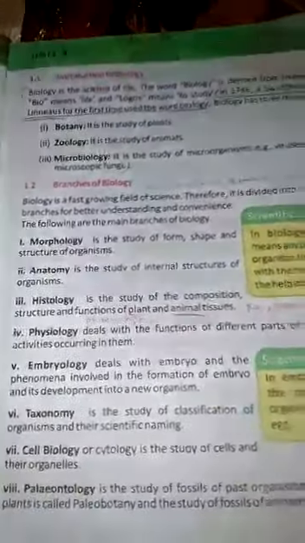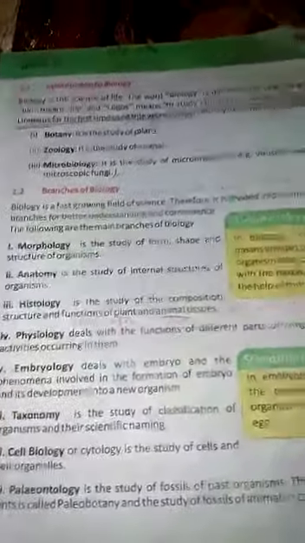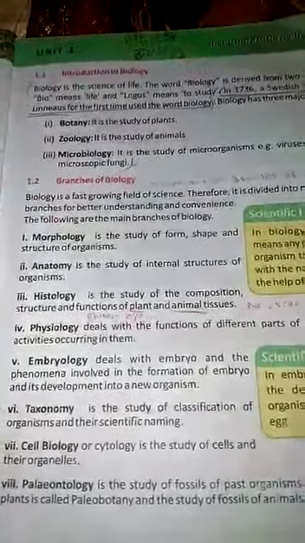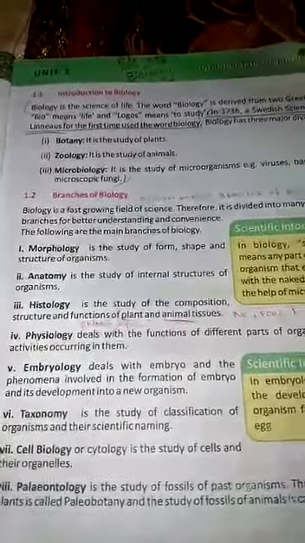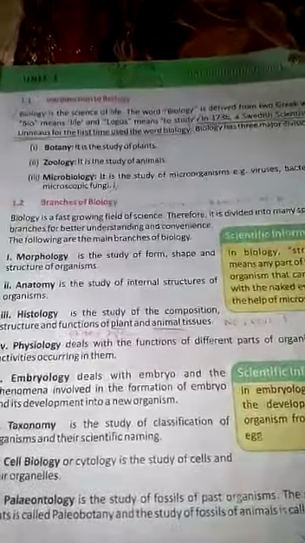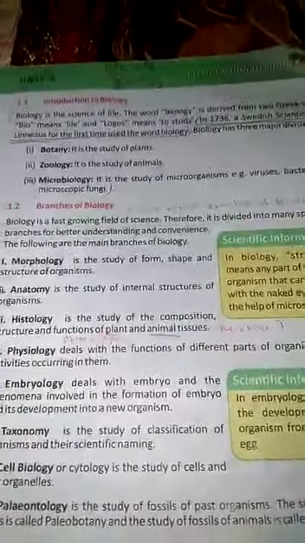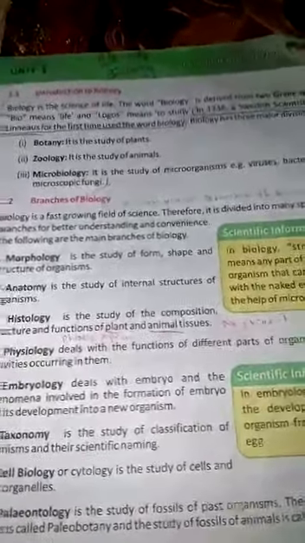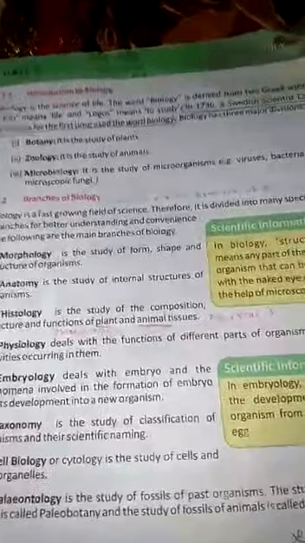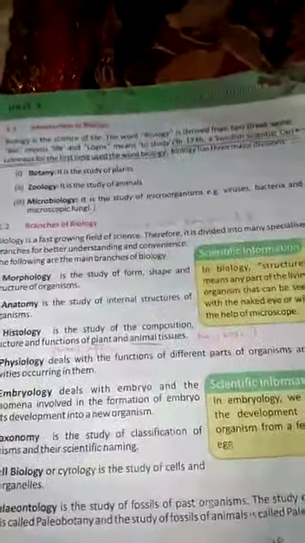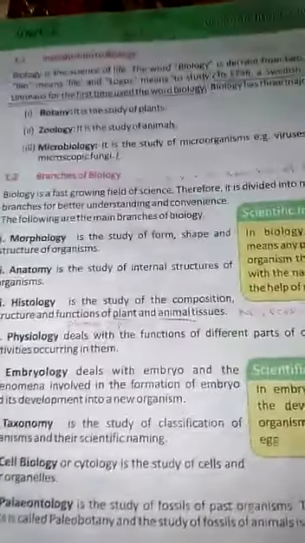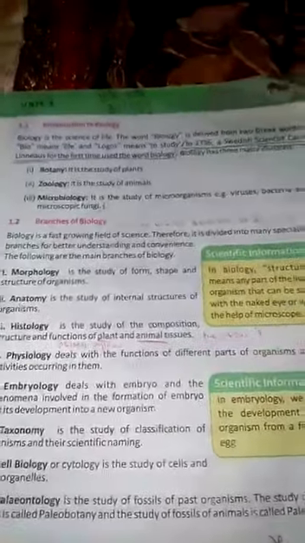Second one is anatomy. Anatomy is the study of internal structure of organisms. What are the internal structures? These are the stomach, the brain, the lungs, all the internal organs. They are studied in anatomy. It could be of plants, it could be of animals. If we are dealing with the anatomy of animals, it could be the lungs, the liver, stomach, etc. And if we are studying anatomy of plants, then it could be the roots, the shoots, the leaves, etc.